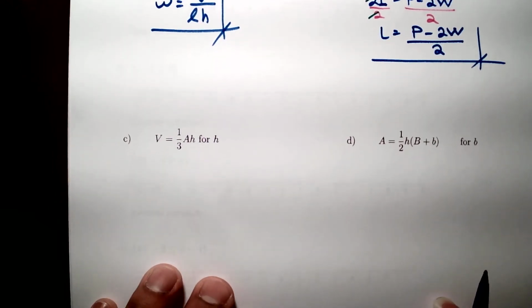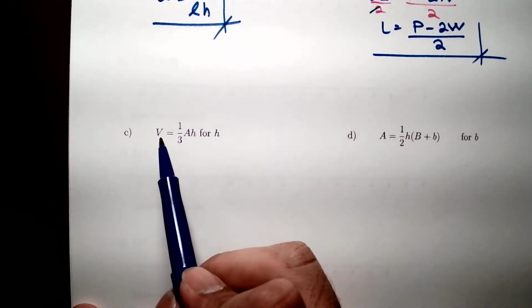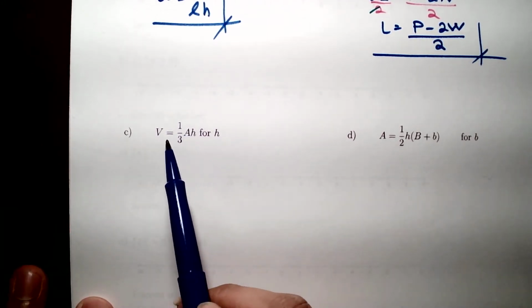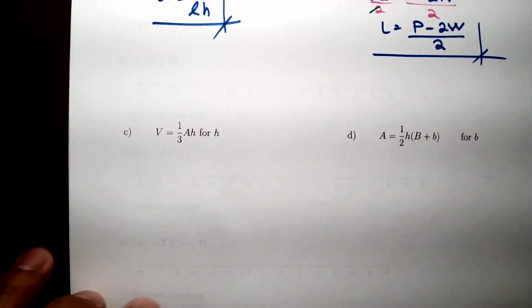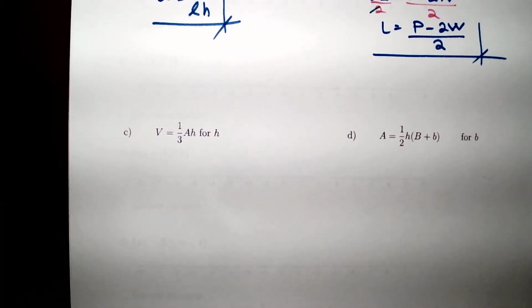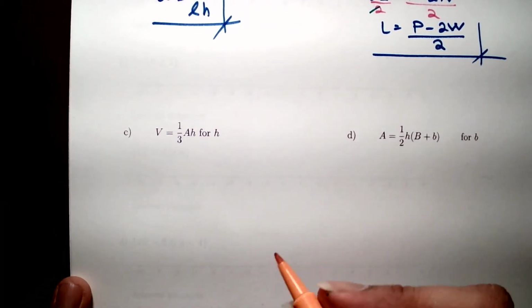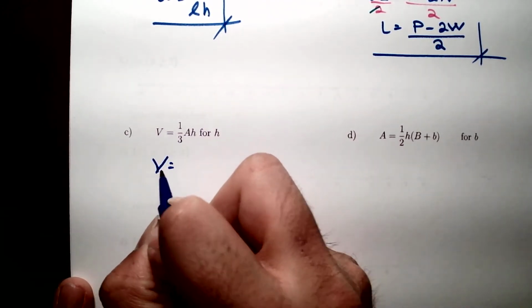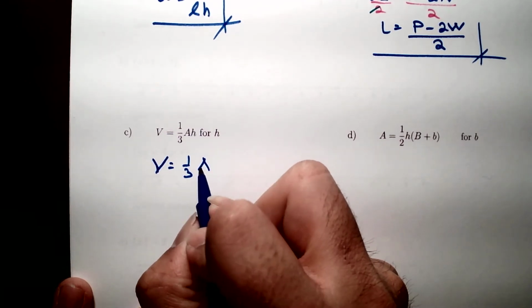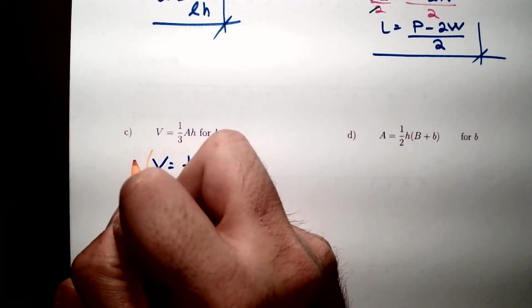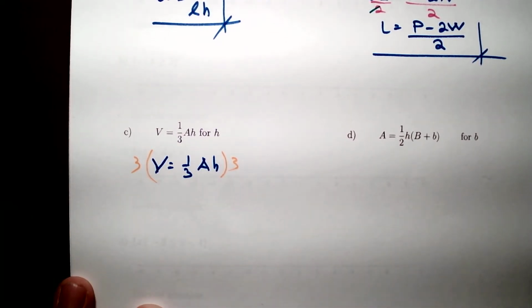Let's look at letters C and D. For letter C, notice the most prominent feature here is the fraction. Not that you need to go back, but we might want to recall that every time we have fractions, what we do is multiply both sides by the LCD. In this case it is 3.